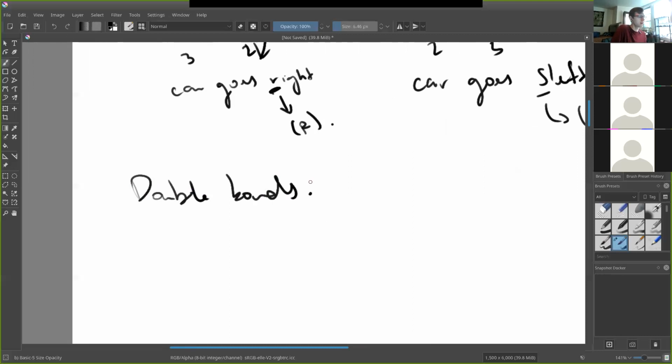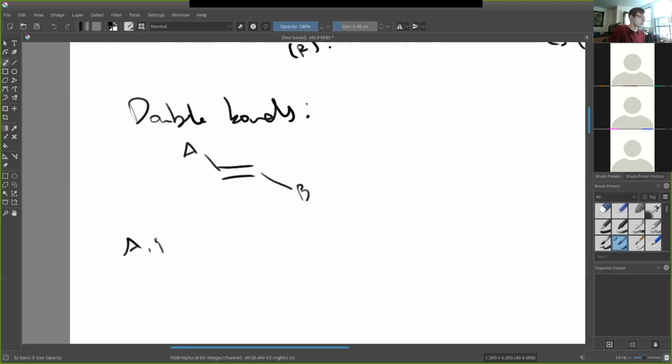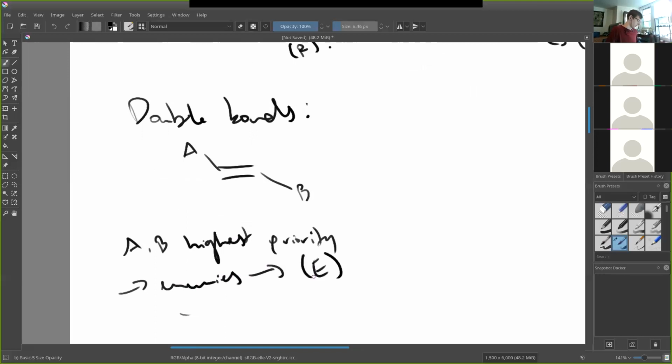So for double bonds, if you have like A and B, and you can have other stuff over here and here, but we're just looking at highest priority. Then these guys are enemies, and so they're E. Okay.